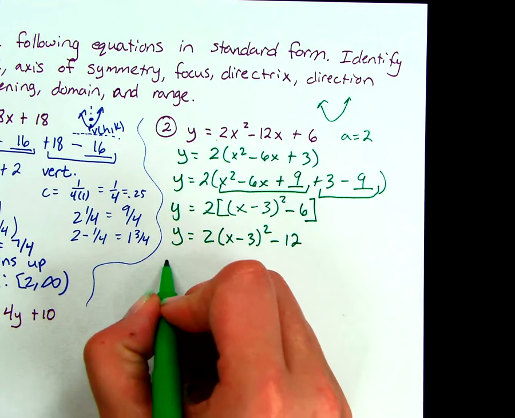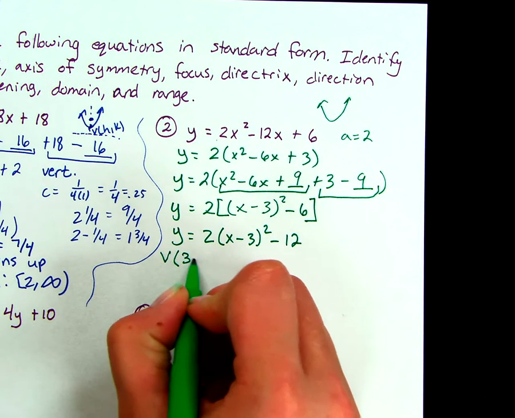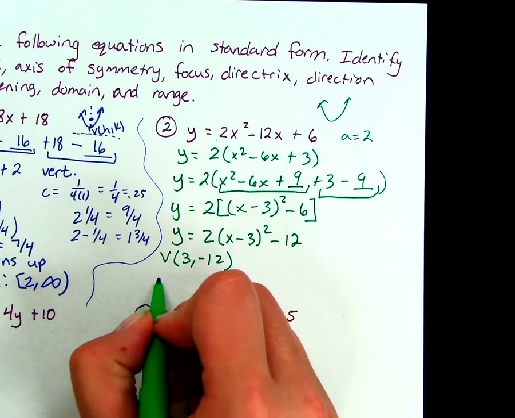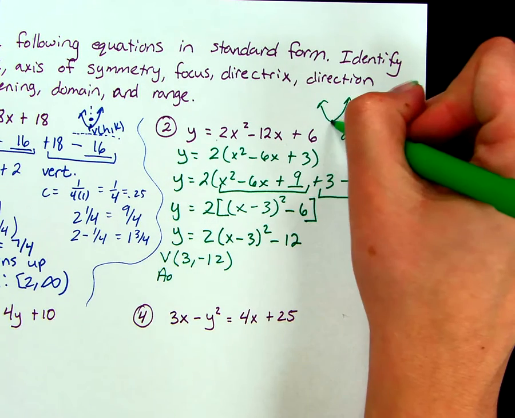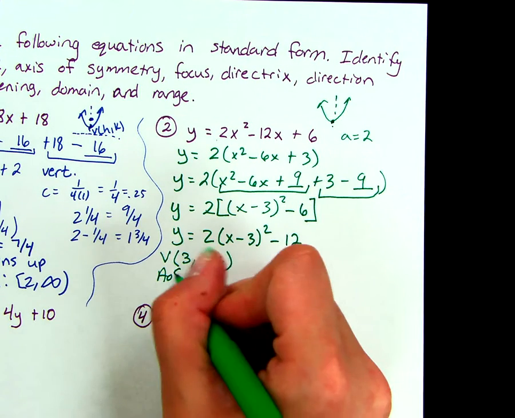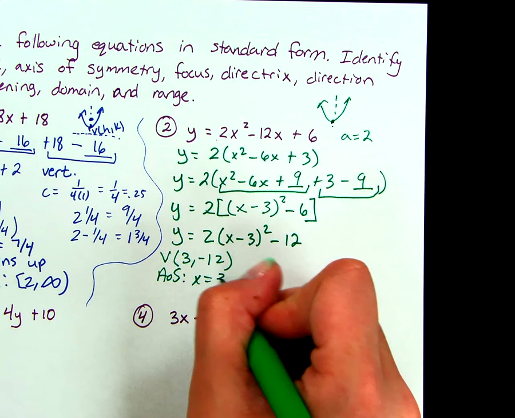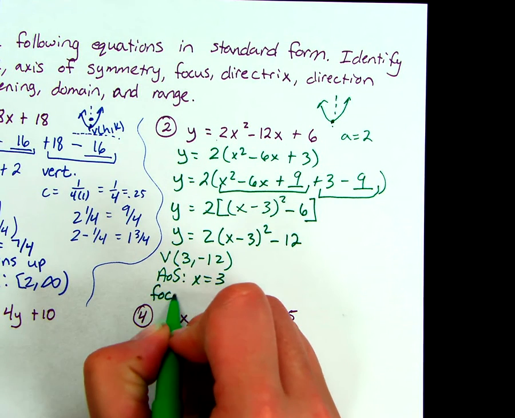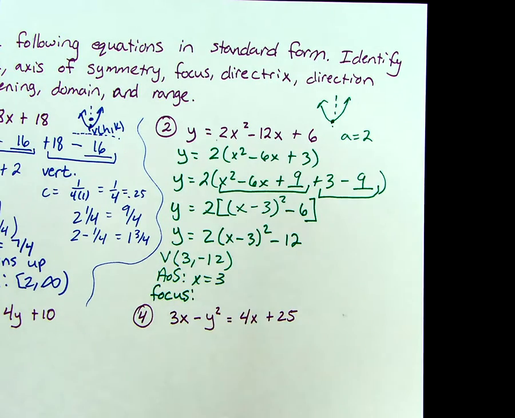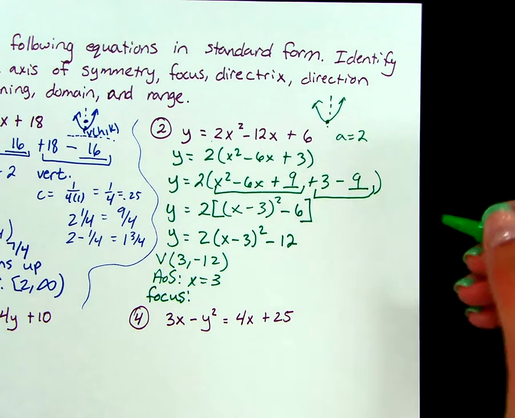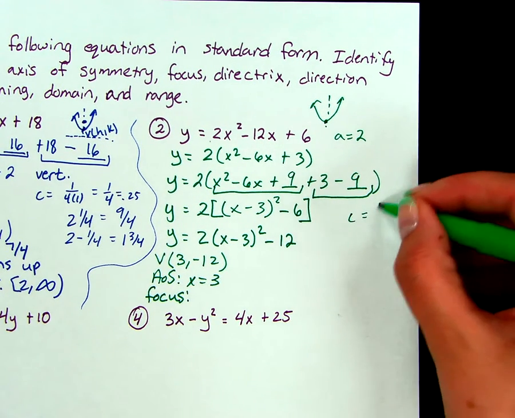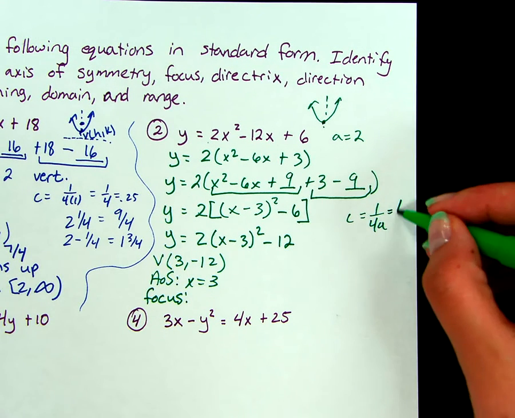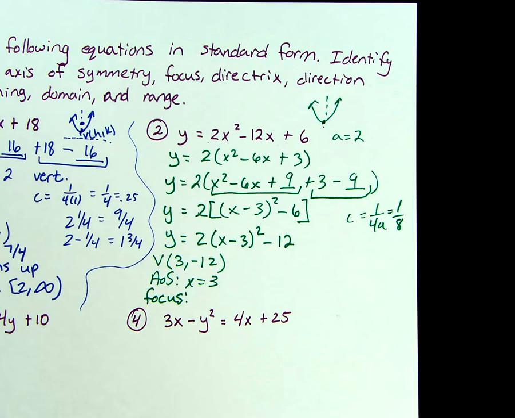So again, if we start with our vertex, it's going to be 3, negative 12. And then the axis of symmetry, so again, we have a vertical line for that. So it's going to be x equals 3. And I'm getting that from the x value of the vertex. For the focus and the directrix, we need to figure out our c value. So again, we're just using the equation c equals 1 over 4a. So we know a is 2, so that's going to give us 1 over 8.